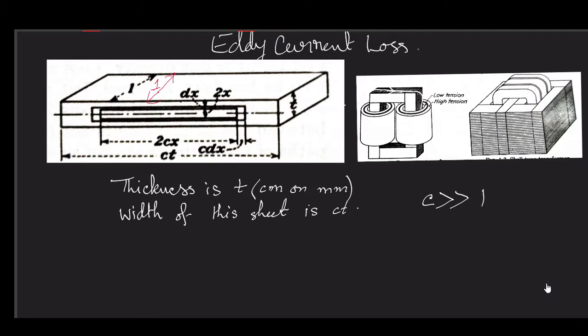Our goal is to reduce this thickness t, and we will see how we can reduce this t. This t is the thickness of the laminated sheet, and the laminated sheet should be placed in parallel with our flux lines, right? Why this is so, we will discuss later.